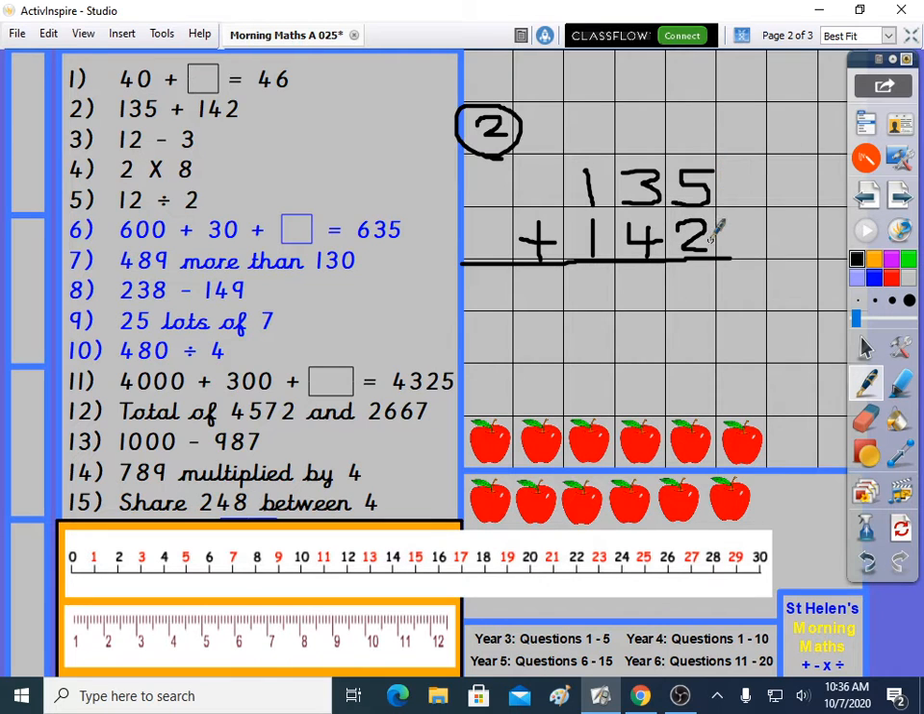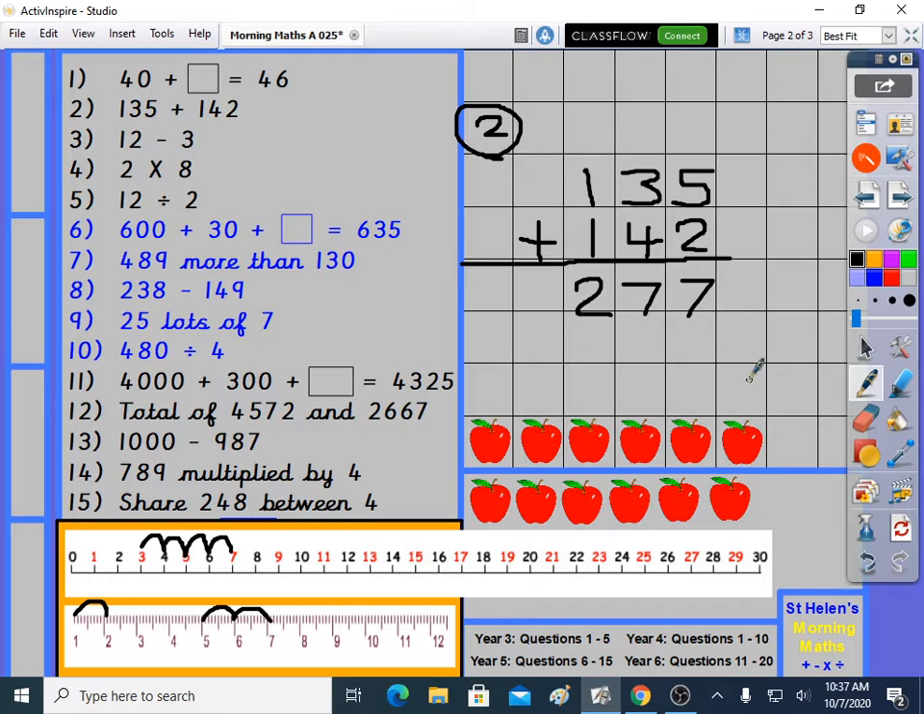So 5 plus 2. 5 plus 1, 2, that is 7. 3 plus 4, I'll use this number line. 3 plus 1, 2, 3, 4, that's 7 as well. 1 plus 1, you probably know. 1 plus 1 is 2. 277. Addition or plus makes things bigger. That's why 135, when we added something to it, got bigger. It was 277.